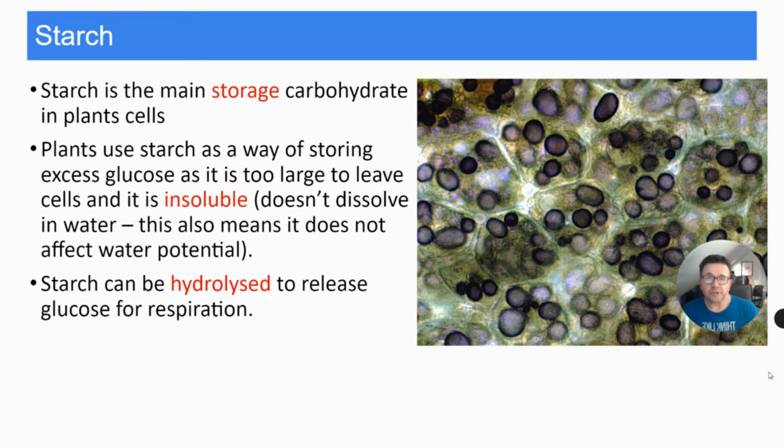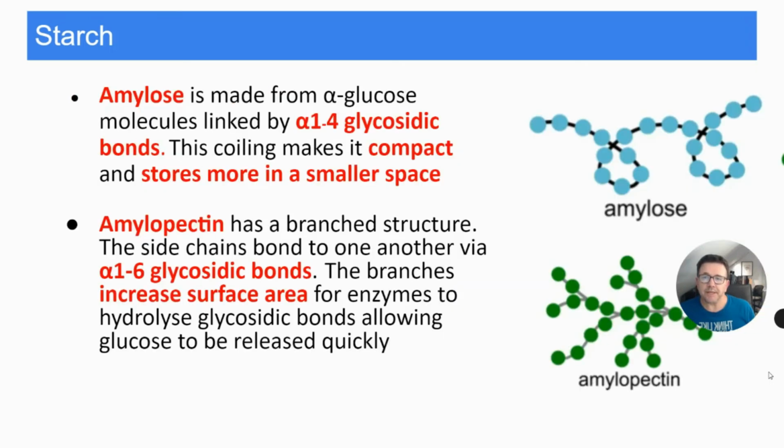So what's the function of starch in plants? Well, it's the main storage carbohydrate. It also stores excess glucose as it's too large to leave the cells, and it is insoluble, so it doesn't dissolve in water. This means that it doesn't affect the water potential of the cell. Starch can also be hydrolyzed, obviously, to release glucose for respiration. Now, looking at its structure, it's made up of two main molecules, amylose.